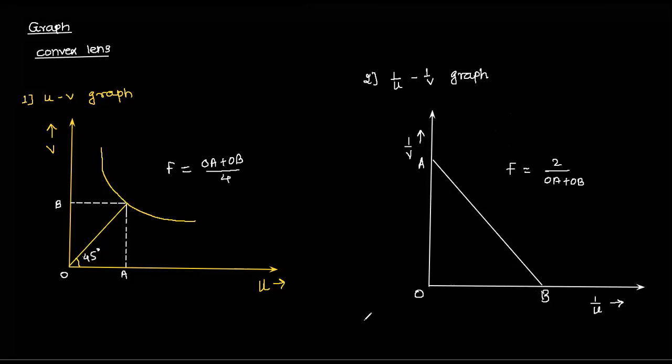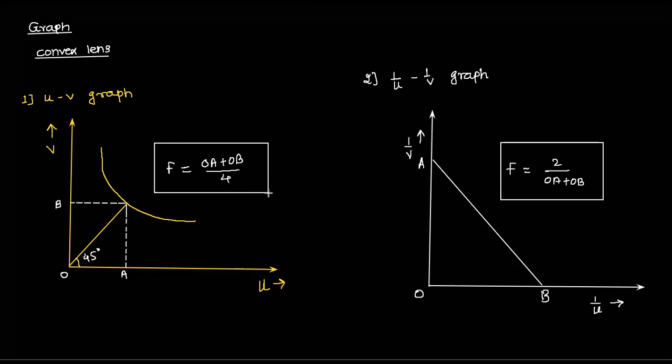So whenever they are giving you a graph, you just check which graph they are giving, and from that you can find out this focal length. Okay, understood? Now next, let's move ahead.